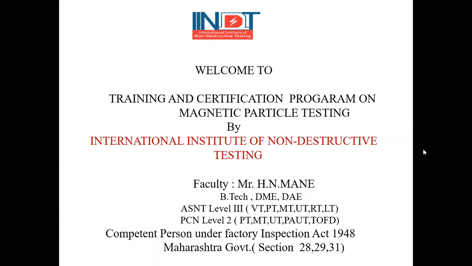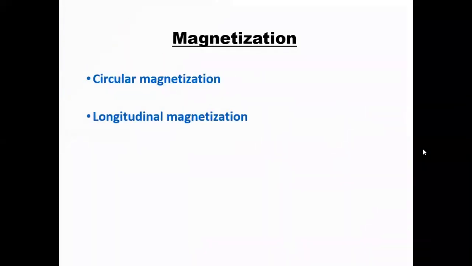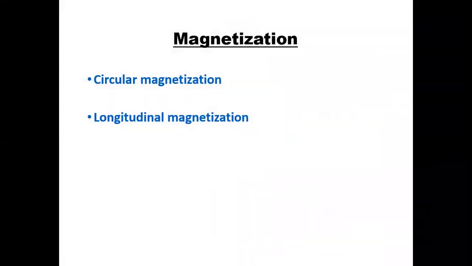Here we are going to discuss lesson number two, which is related to magnetization. We already discussed how to do magnetization in the job: we are sending current to the ferromagnetic material. After application of current, the job becomes a magnet, and that is the principle of magnetization.